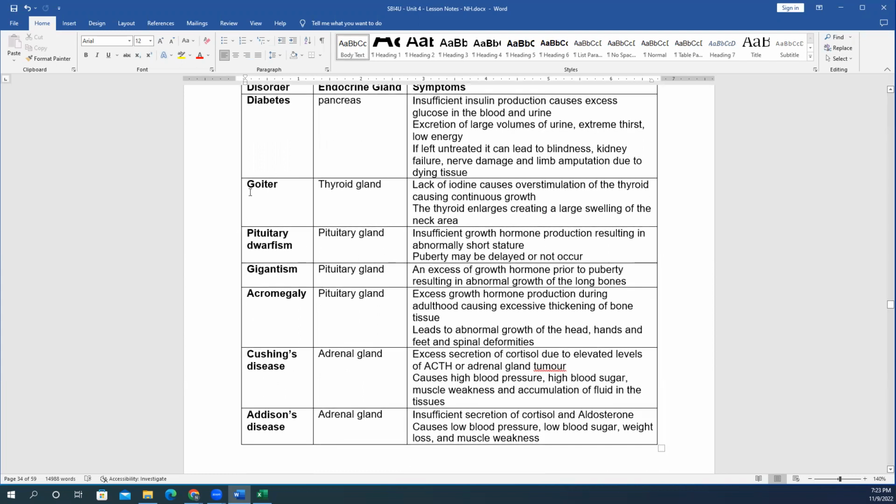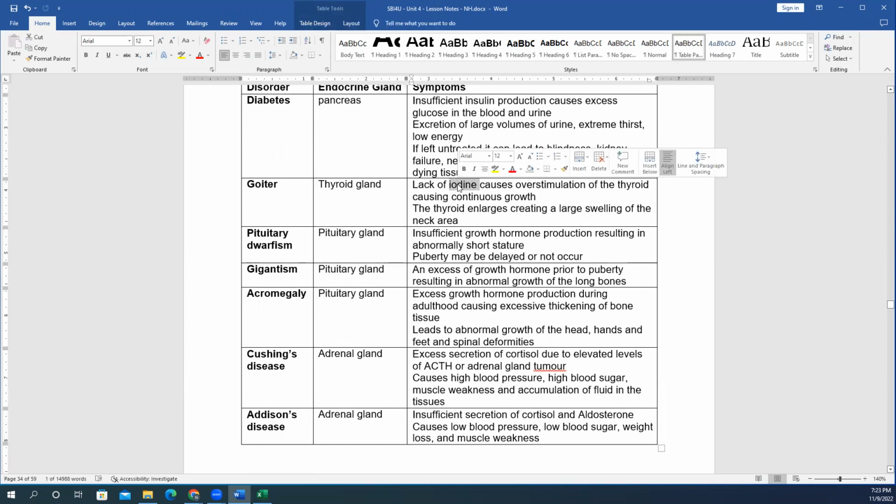There are other disorders. Another disorder of the thyroid gland is called goiter. And this is due to the lack of iodine. Remember, we said that the element iodine is very important to the functioning of the thyroid hormones, and lack of iodine causes the overstimulation of the thyroid, causing continuous growth, and the thyroid then enlarges as a result of this continual growth of the gland, creating a large swollen neck area.